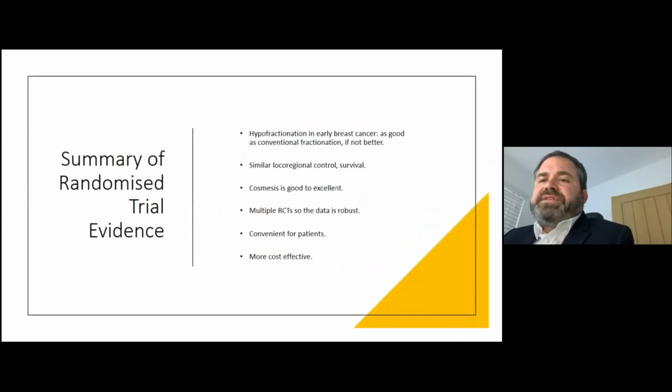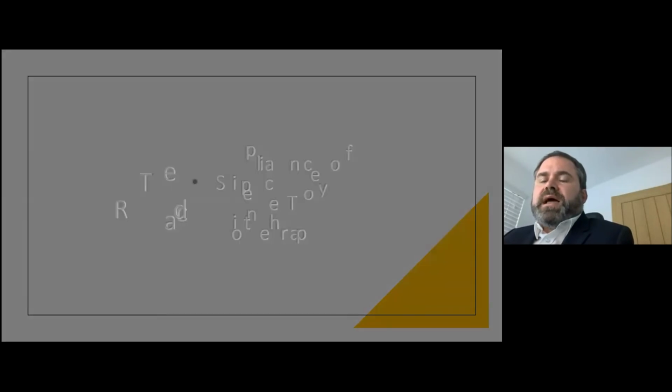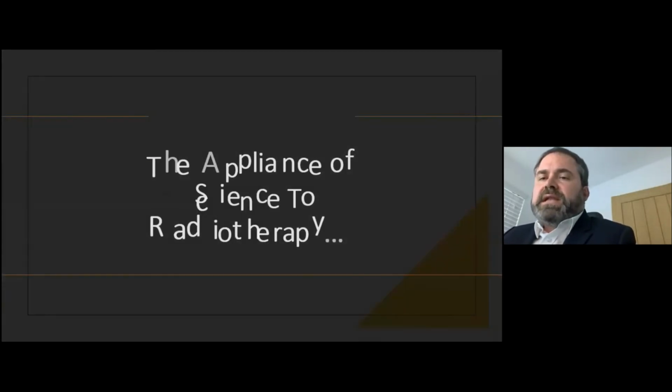So in terms of the summary of those studies, the cosmesis from hypofractionated radiotherapy seems to be good to excellent. It offers similar loco-regional control rates. It's more convenient for patients with reduced visits to hospital. It's potentially more cost effective. And given the multiple randomized controlled trials, the data seems to be robust. Next slide. So let's look at the application of science to radiotherapy. Next slide.